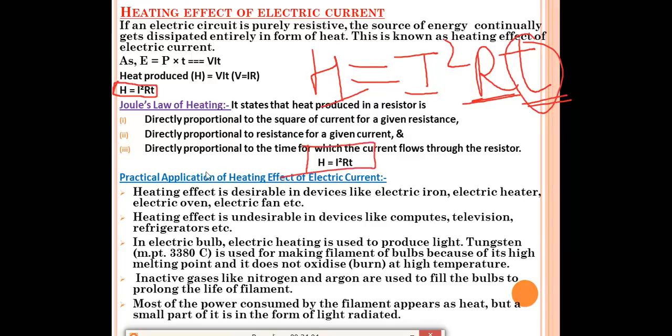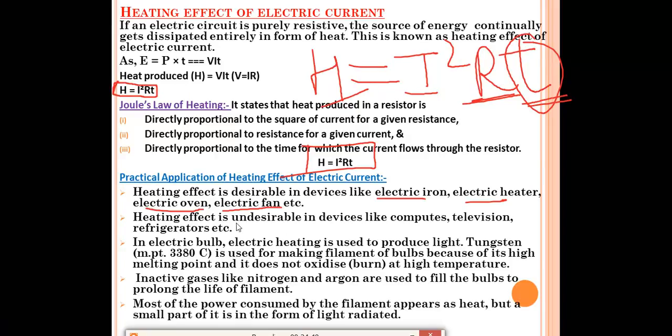Now, practical application of heating effect of electric current. Now we'll discuss some of the practical applications of heating effect of electric current. Heating effect is desirable in devices like electric iron, electric heater, electric oven and electric fan. Means this heating effect of electric current can be used in devices like electric iron, electric heater, electric oven and electric fan. Sometimes this question is also asked, name some devices in which heating effect of electric current is used or can be used. So you have to write electric iron, electric heater, electric oven or electric fan. Any two or three you can remember.